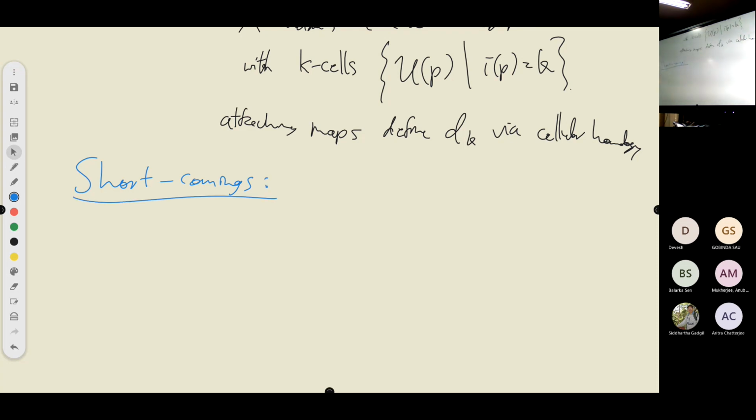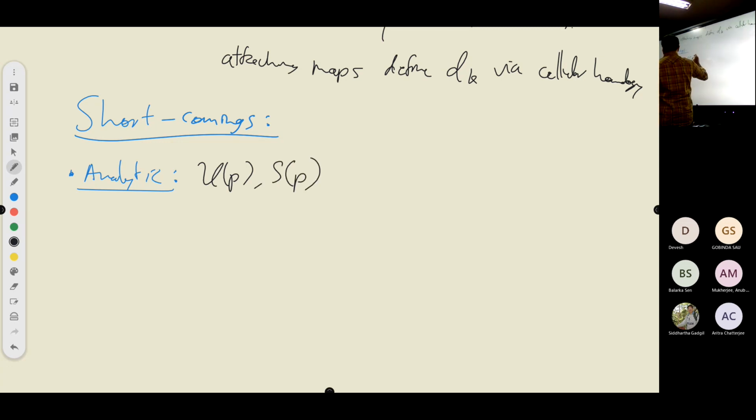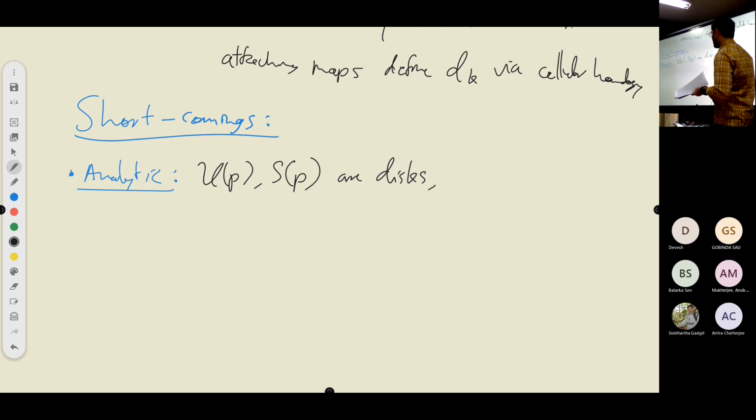So the first chief difficulty is analytic. What this means for us is showing that U(P), S(P), these unstable and stable manifolds, are disks, and other things about how they intersect transversely, and how you can make sense of the counts of points that I was talking about. The main issue here is that you're dealing with an ODE. So your usual theorem of ODE tells you that once you know what point you're starting at, you can uniquely solve your ODE. But this is just not true in infinite dimensions.